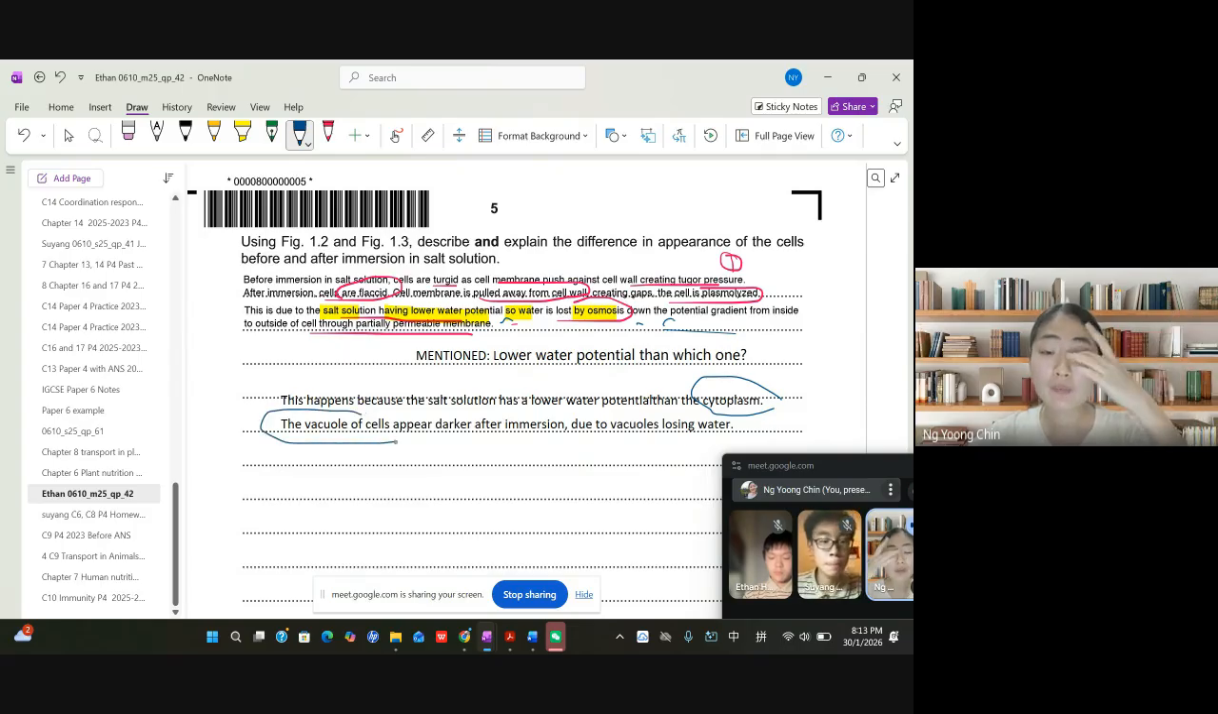Okay, that's all. And then remember to write about the vacuum. You're lacking the point of the vacuum. When the water diffuses out from the cell to the outside, they are actually losing water from the plant vacuum. When the plant vacuum loses water, it becomes smaller and shrinks in size. So that's why the cells appear darker after immersion, due to losing water. So you can see, losing water, you explain the reasons.